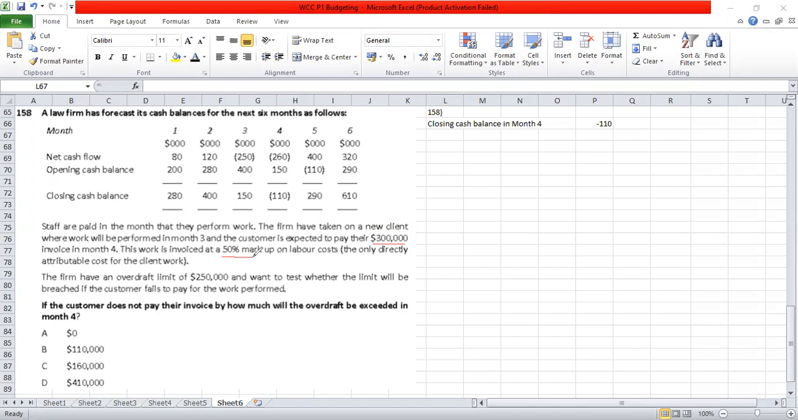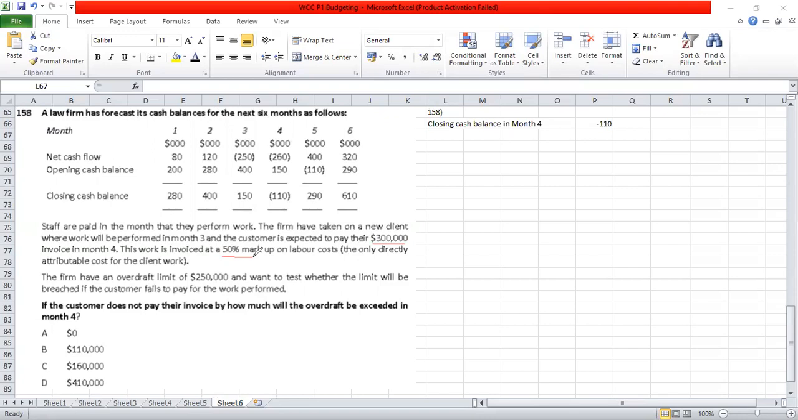If they have to take up the work, work performed will result in more spending. First they have to perform the work. Work doesn't come free of cost. They have to spend amount. After that, they are adding a markup of 50% and which will be collected in month 4. The work is performed in month 3. The amounts will be collected. This work is invoiced at 50% markup on labor cost, the only directly attributable cost for the client work.